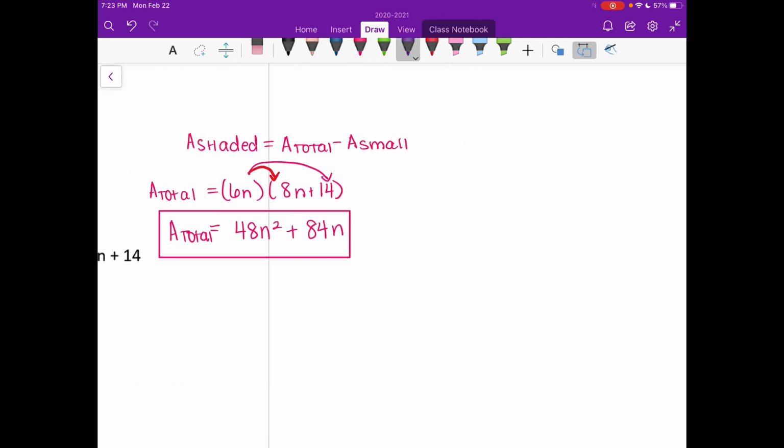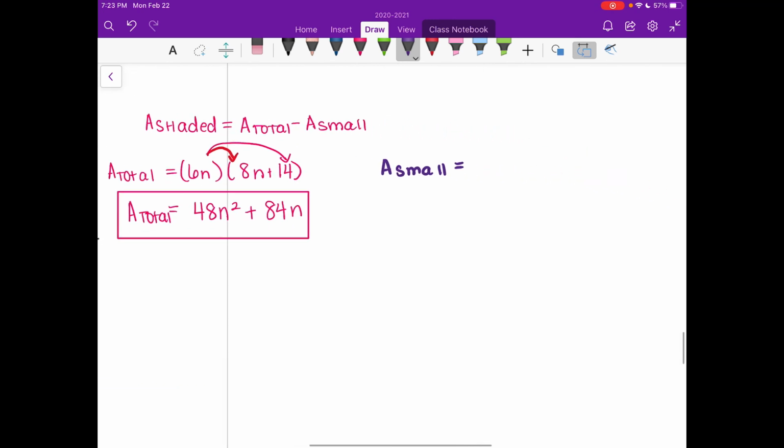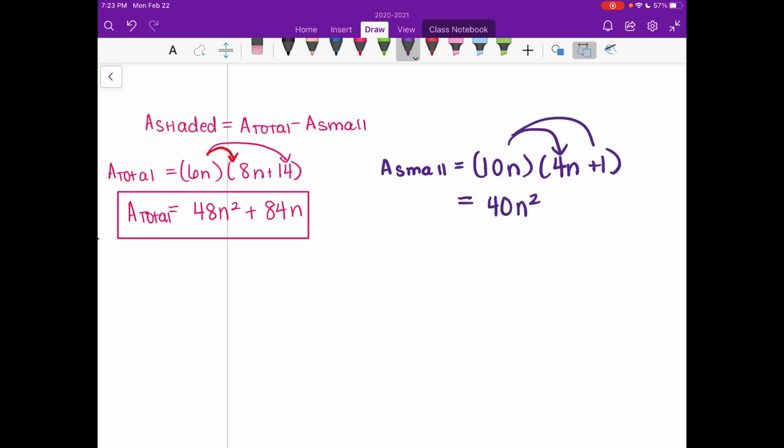So let's go in and find area of the small. I'm going to do it in a different color. You don't have to. You could just do it in the same color. I don't expect that from you on a test or a quiz. And that's just this area right here. So we'll say 10n and 4n plus 1. So we'll say 10n multiplied by 4n plus 1. Distribute. 10n times 4n is going to be 40n squared. 10n times 1 is going to be 10n. Right? So that's the area of the small.